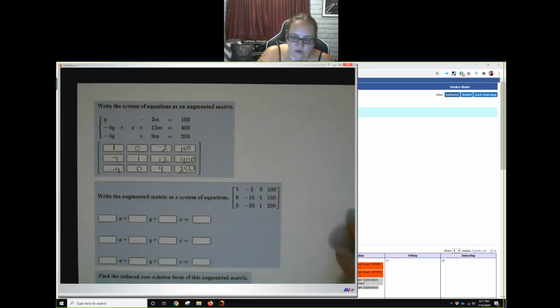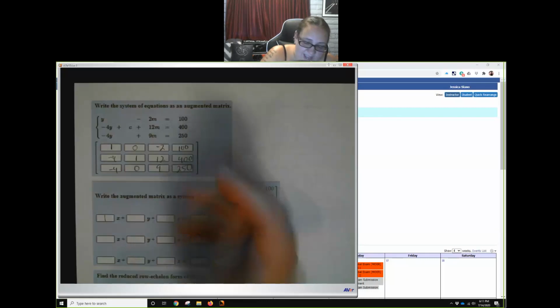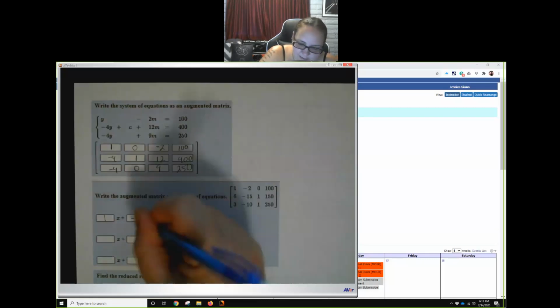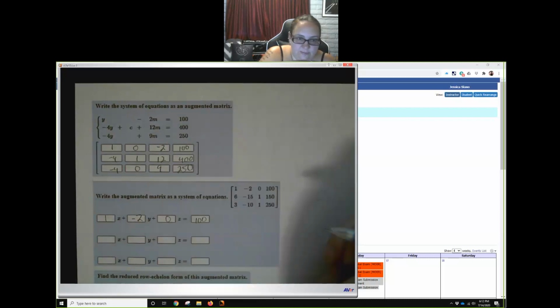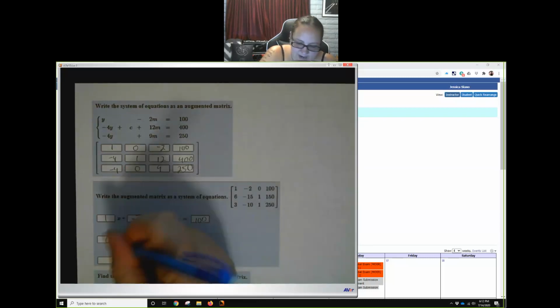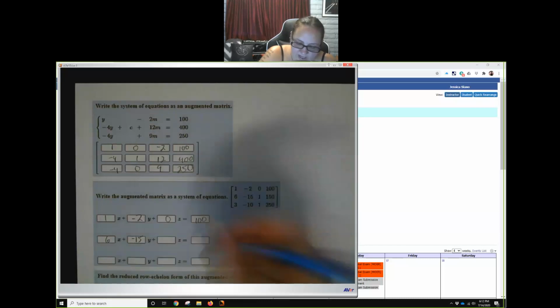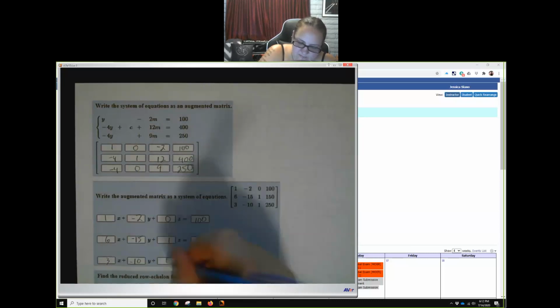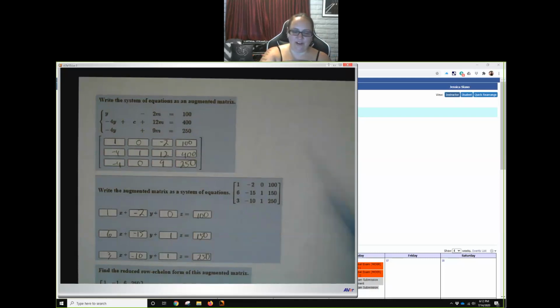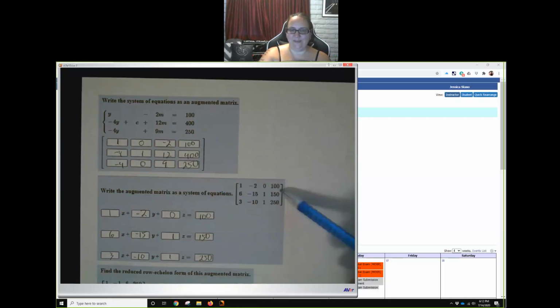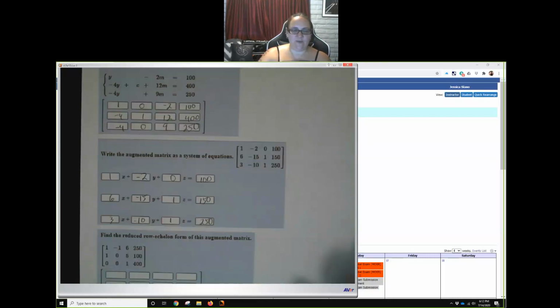And so then going the other way, this would be 1x minus 2y, and then 0z equals 100. 6x minus 15y, 1z, 150. 3, -10, 1, 250. This is one of my favorite homework assignments because you're literally just copying boxes. Oh, I write all these numbers in the boxes. Those are freebie questions.